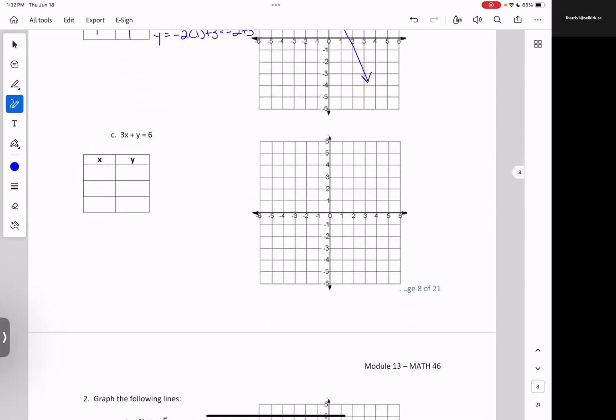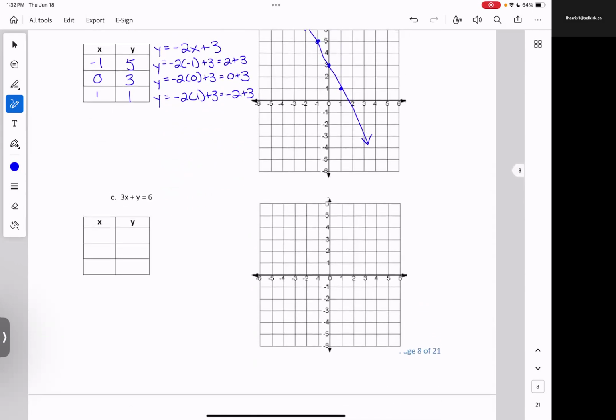Okay, last one here before we get into the vertical and horizontal lines. So this time we do have to do step 1. We have to solve for y. So I'm going to subtract 3x from both sides. And that gives me y equals negative 3x plus 6.